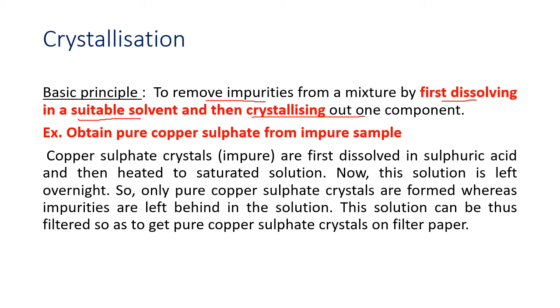For example, obtaining pure copper sulfate from an impure sample. The impure sample contains copper sulfate plus a lot of impurities. Now we want to take out pure copper sulfate. So what do we do? We take the impure copper sulfate in a china dish and dissolve everything in water. First you take the sample and dissolve it in water.